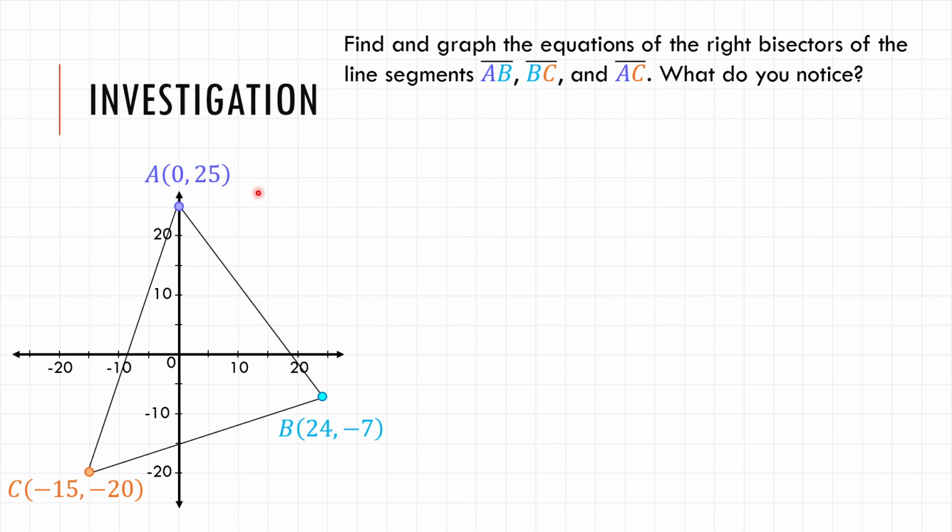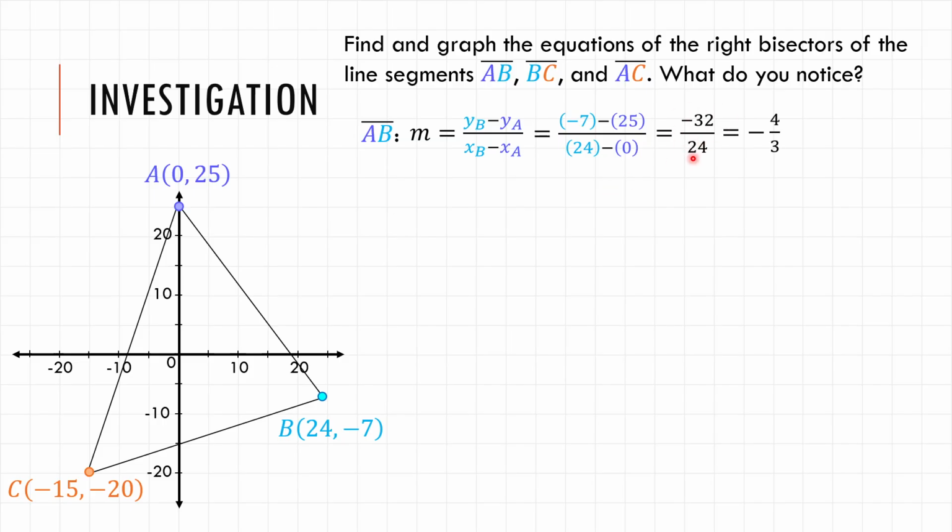Okay, well, just focusing on line AB first, right? The slope of line AB is found by taking the y values and subtracting those. That's the rise. And then the x values and subtracting those, and that's the run. And so that would be negative 32 is the rise, so going down 32 units and going across by 24 units. We can simplify that to just negative 4 over 3.